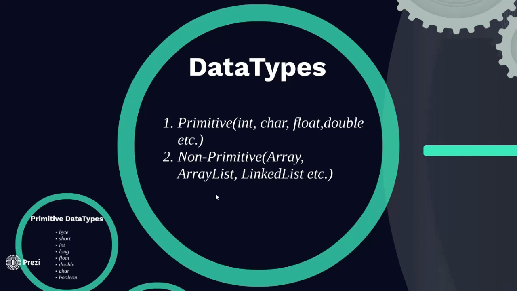Then comes non-primitive type. Non-primitive types are basically derived from the primitive ones. For example, array, array list, linked list, and many more. In this video, our main focus is to understand the primitive data types. Non-primitive data types will be covered later on.